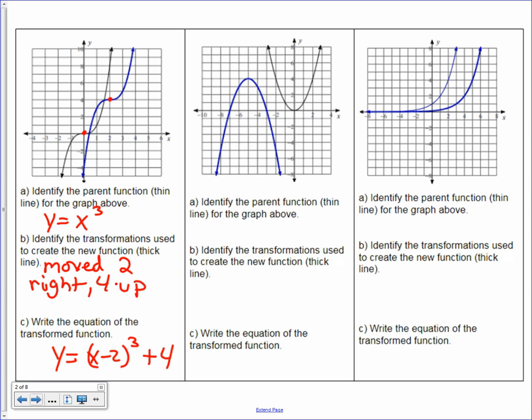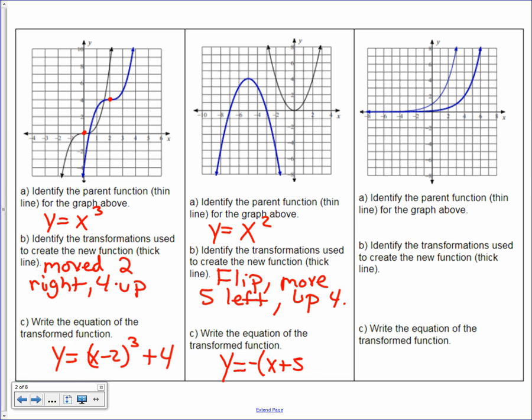For the next one, my parent graph is x squared. It flipped over, but it didn't compress or stretch. So it's going to be a flip. It moved 5 left and it moved up 4. So my equation is y equals negative, for the flip, x plus 5 squared, to show that it moved 5 left, plus 4.